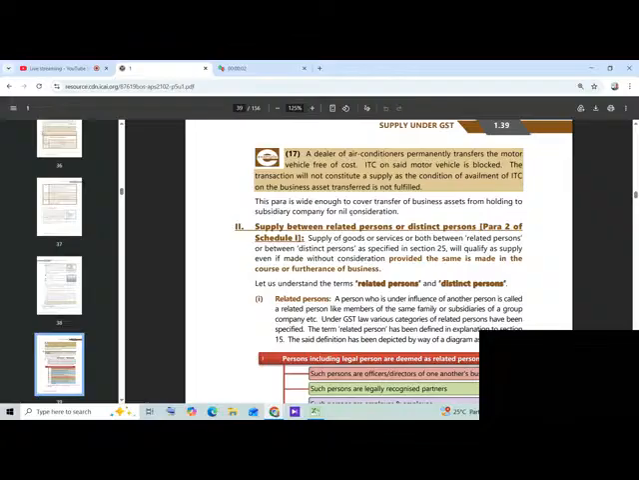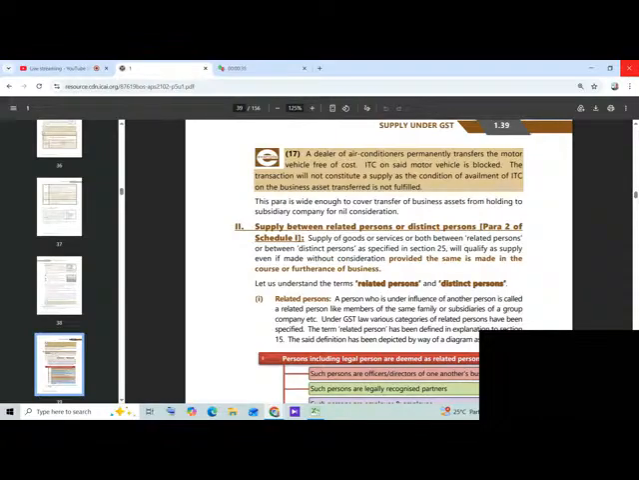So what we were doing in the last video, last live stream, we left off at para 1 of schedule 1. Now we look at supply between related persons or distinct persons, para 2 of schedule 1. Supply of goods or services or both between related persons or between distinct persons as specified in section 25 will qualify as supply even if made without consideration, provided the same is made in the course or furtherance of business.